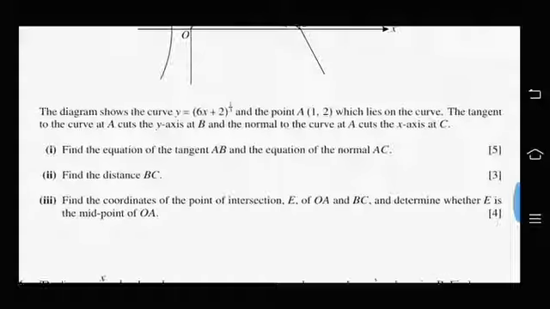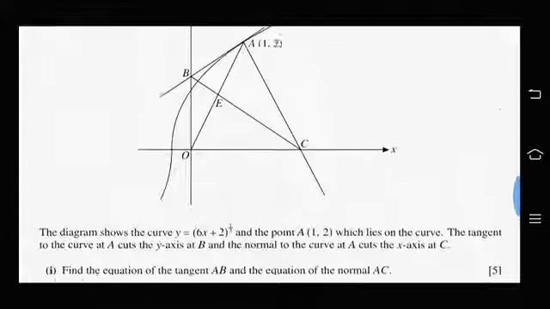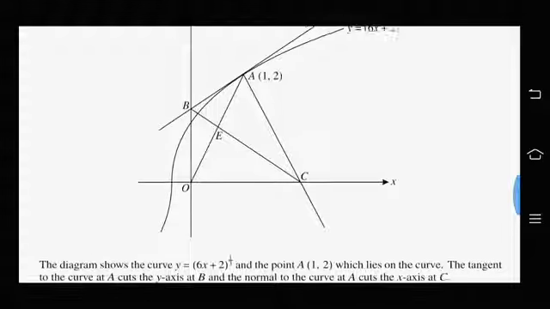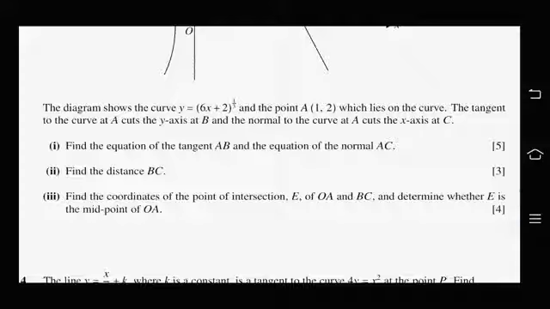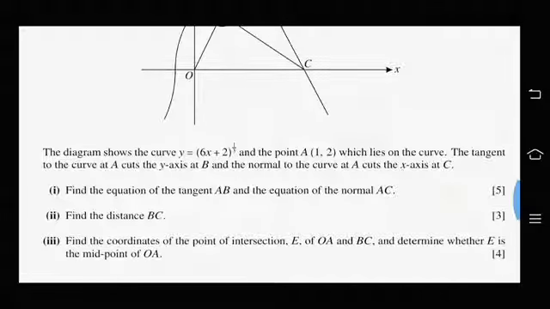Next question, find the coordinates of the point of intersection E. So we want the point of intersection E, which is the point of intersection of OA and BC, and determine whether E is the midpoint of OA. So these many questions are there to do for this. Let's find the answers.